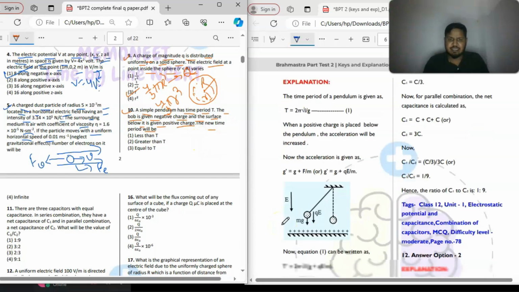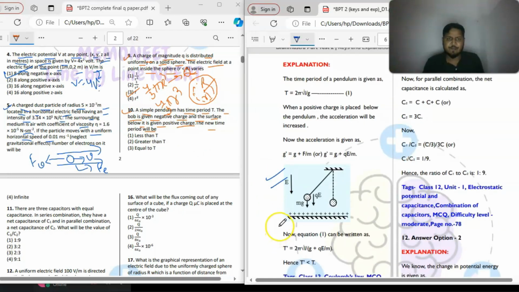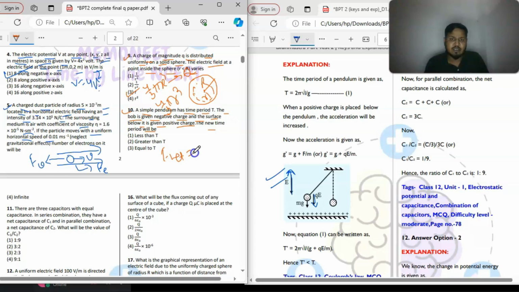So the situation is like this. The electric field is downward, because this is the positive charge plate, right? So we know that this is the electron. Then the force on the electron will be opposite to the electric field. This is the downward force, right? And one force is also acting, that is mg. So what is the net force acting on the electron? That is mg plus QE.